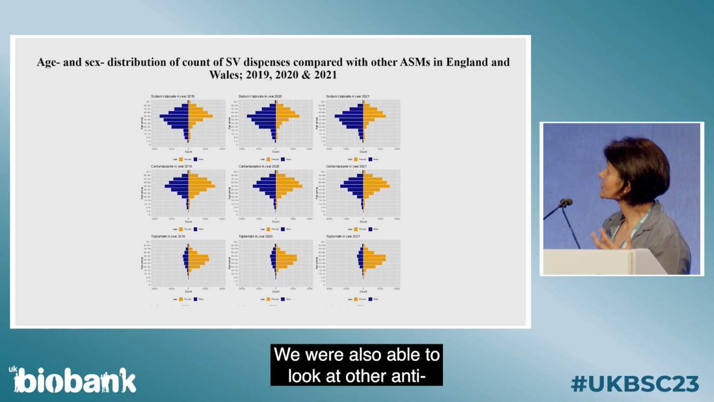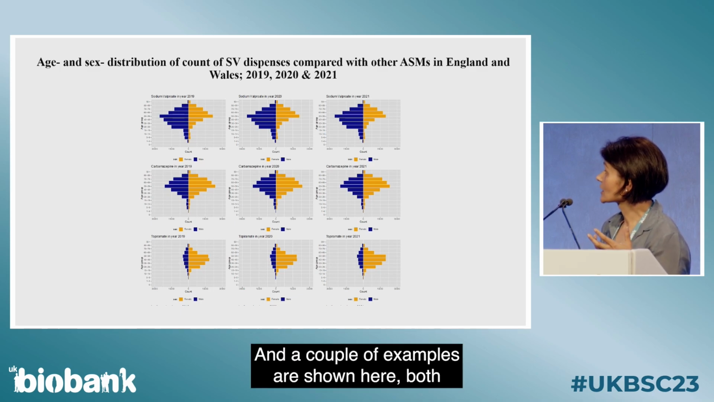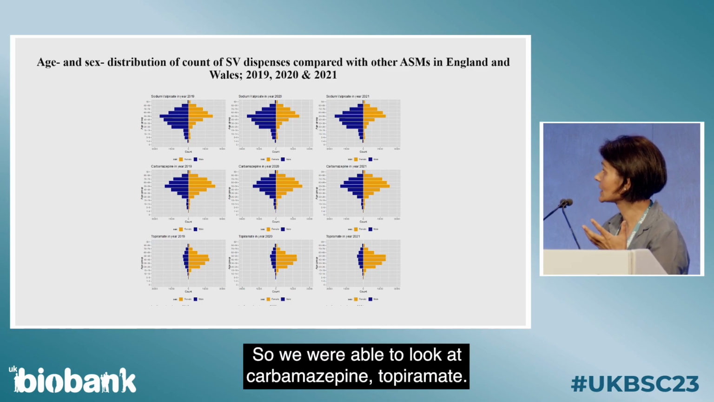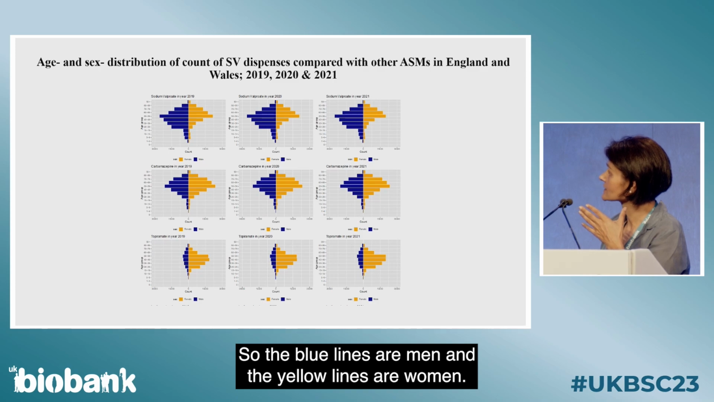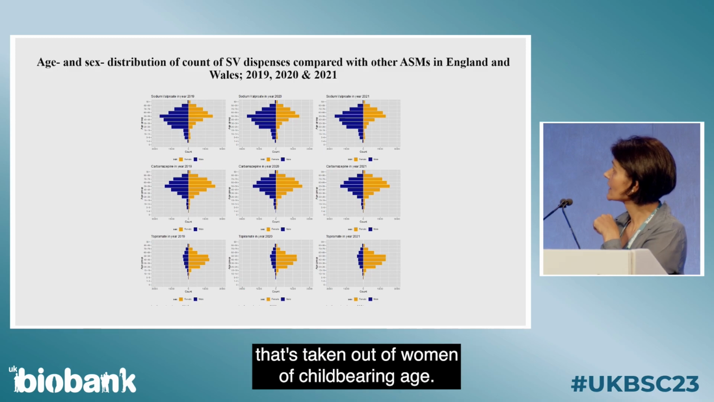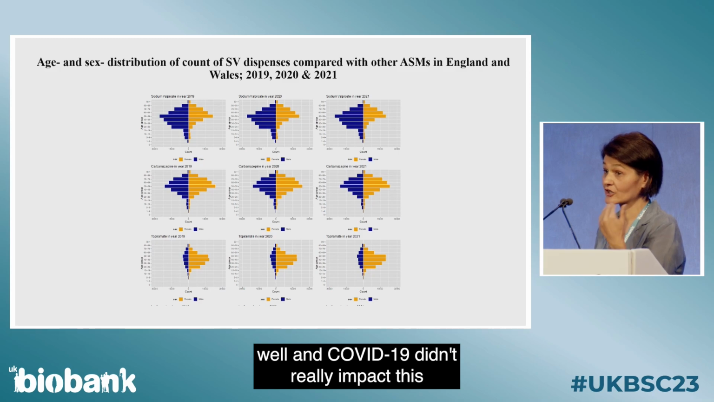We were also able to look at other anti-seizure medications, and a couple of examples are shown here, both across the study period. So we were able to look at carbamazepine, topiramate. So the blue lines are men and the yellow lines are women. And you can see in sodium valproate, there's a big chunk that's taken out of women of childbearing age. So actually it looks like we are doing quite well, and COVID-19 didn't really impact this policy change.